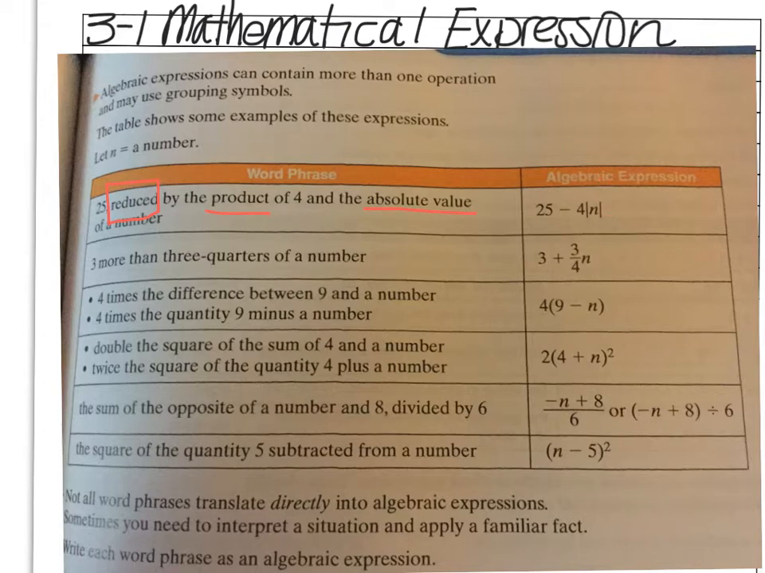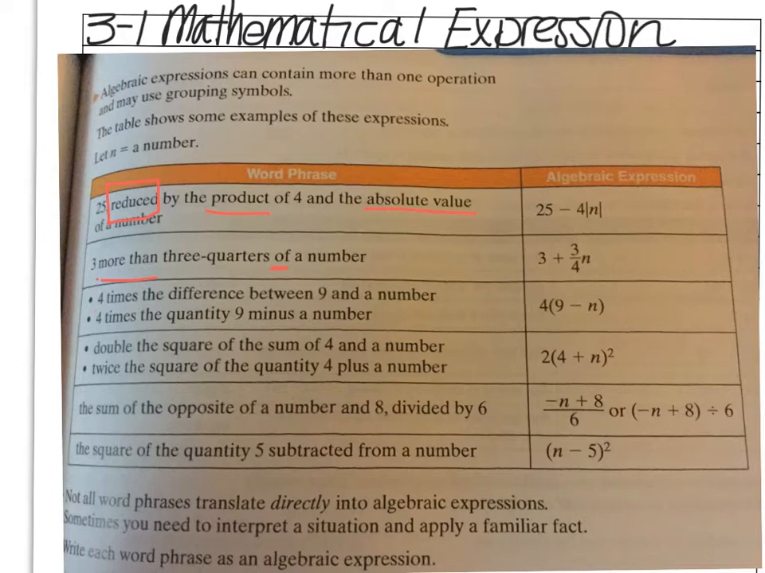Here we have 3 more than 3/4 of a number. So your key words are more than and of. So of means to multiply. So that's why over here we have 3/4 times a number n. 3 more than, that means to add. So whenever you see more than, you're going to be adding. 3/4 of, multiplication, a number.